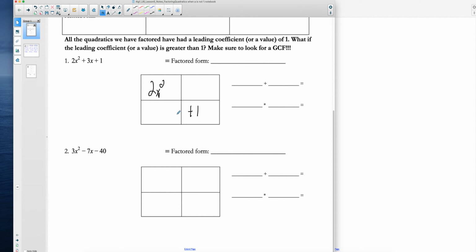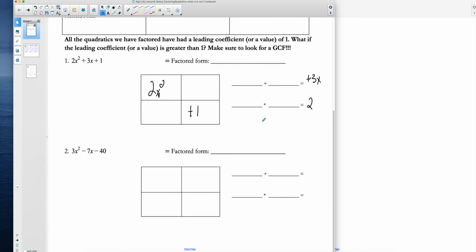And so nothing changes. The a term still goes here. The c term goes here. And we still have to do a times c. So 2 times 1 is 2. So that is the combination here. Now we're still trying to get to the b term, which is a positive 3x. So we have to find the factors of 2 that add to be a positive 3.